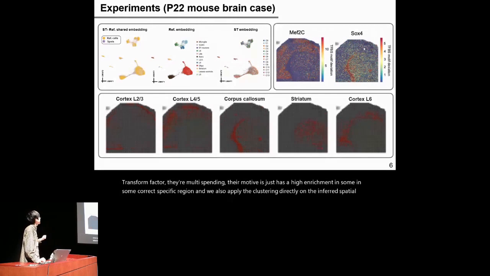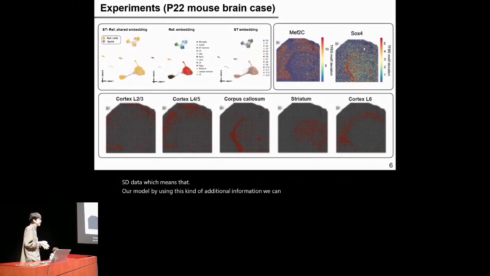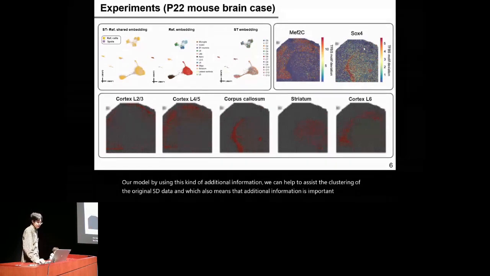and we find some new clusters that didn't appear in the original ST data, which means that by using this additional information, our model can help assist the clustering of the original ST data, and which also means that additional information is important to this ST data.